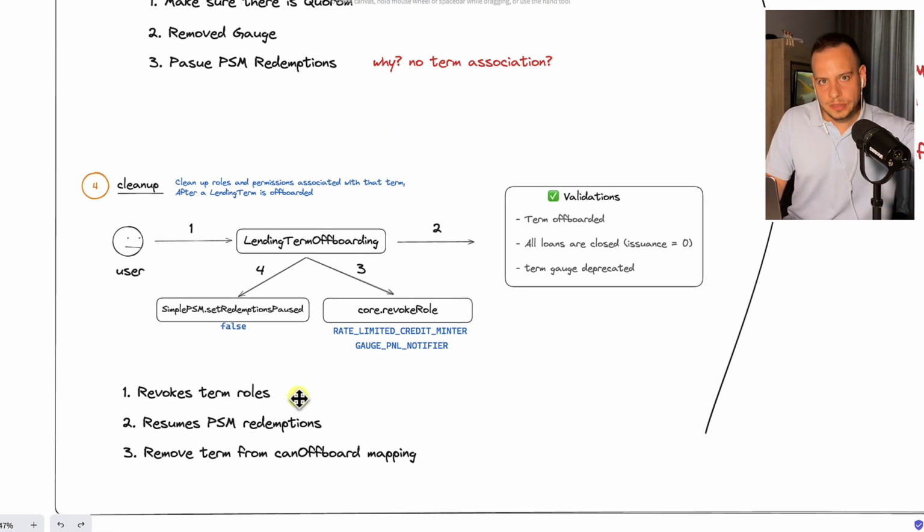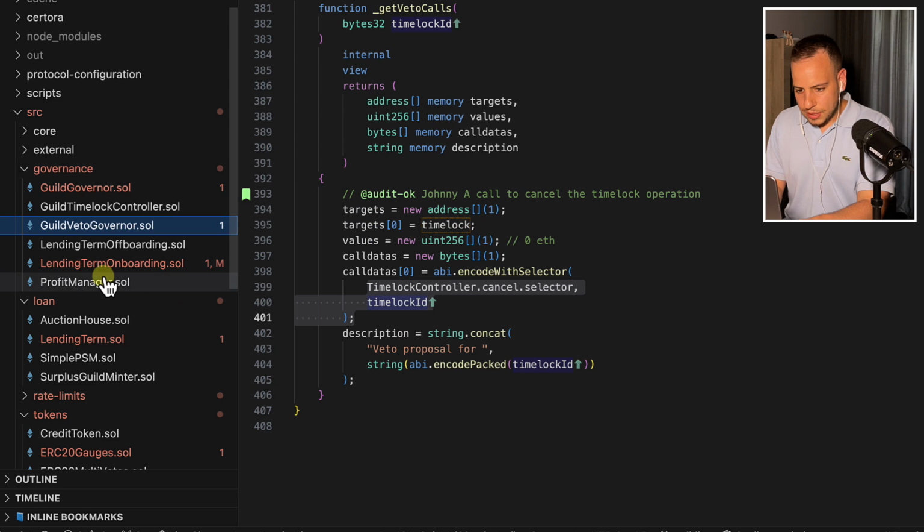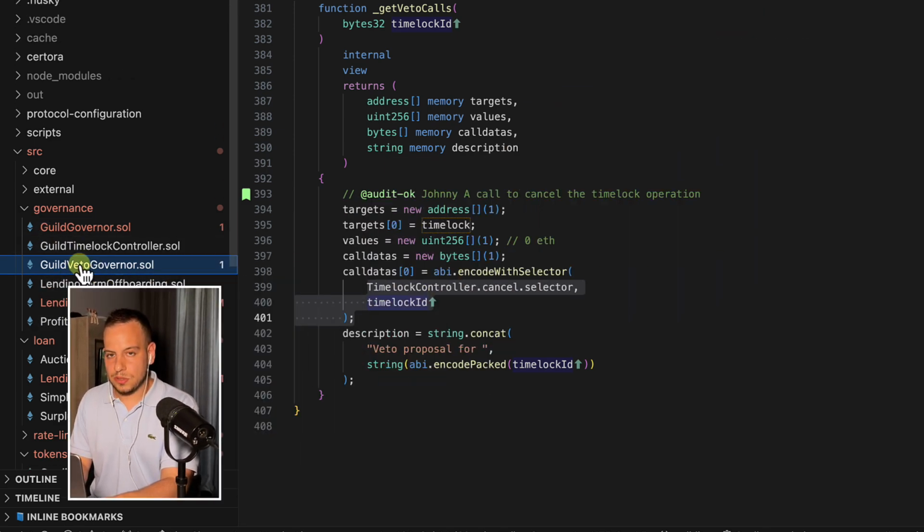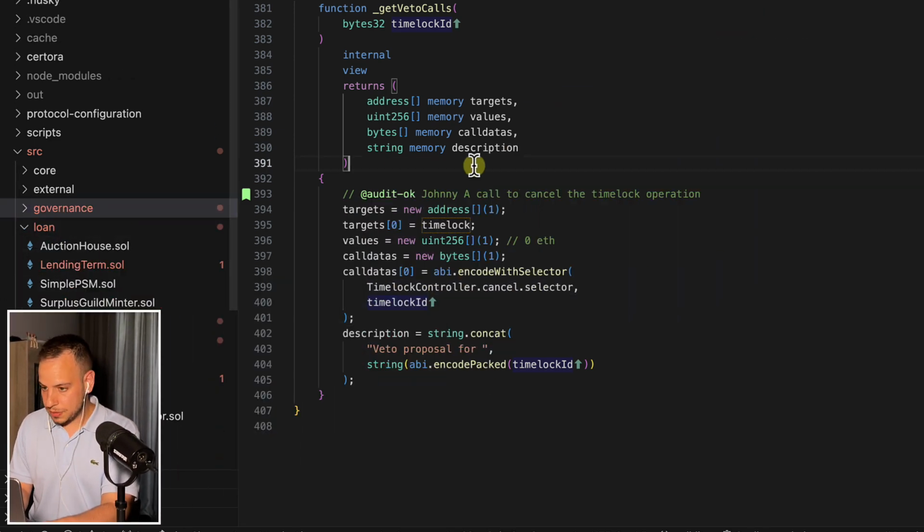Only when all these loans are being closed and all the money was returned and everything was liquidated or got forgiven, or we forgive the open loans, that's when we call the cleanup, and then we completely remove this lending term from the system. Yeah, so this is, long story short, how the governance of this protocol works.